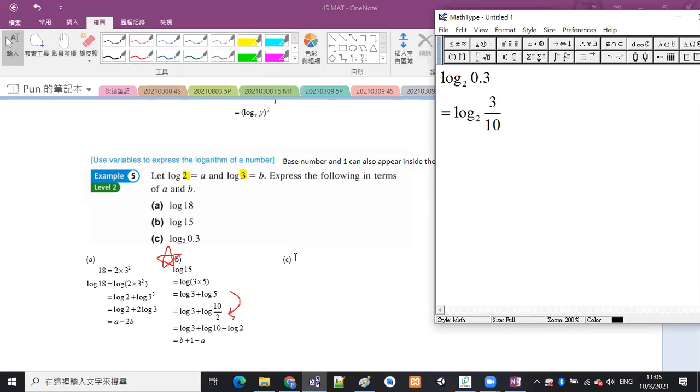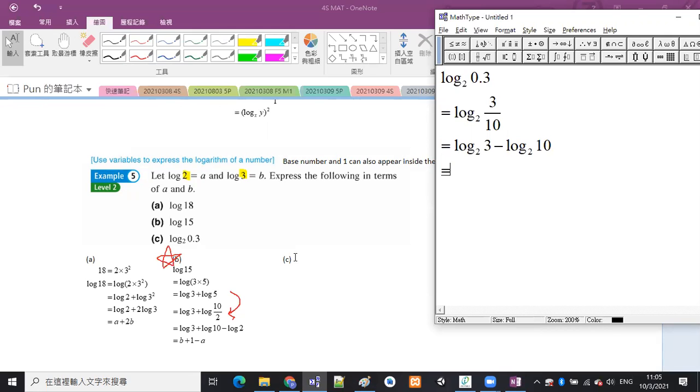The base of the log now is equal to 2, but the given bases are all base 10. So the base does not match. And then we need to change the base. Okay? But let us do this first. Split the log first. Log 3 minus log 10, right?